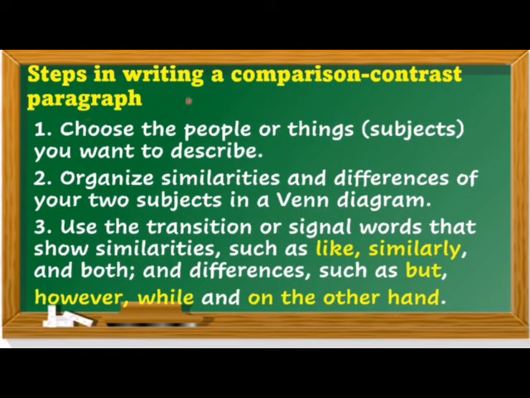So there are steps in writing a comparison and contrast paragraph. Number 1, choose the people or things or the subject that you want to describe. Number 2, organize similarities and differences of your two subjects in a Venn diagram. Use the transition or signal words that show similarities such as like, similarly, and both, and differences such as but, however, while, and on the other hand.